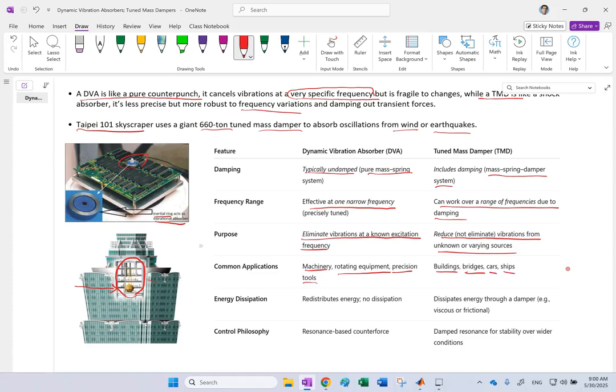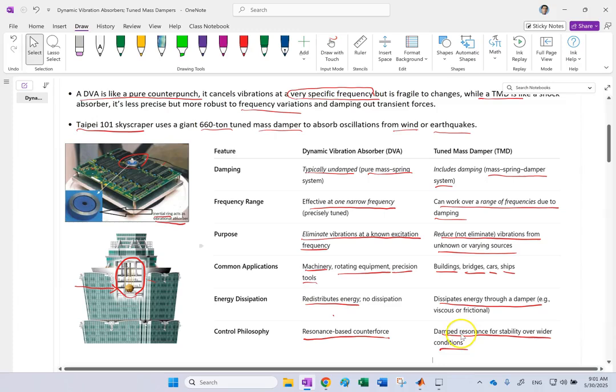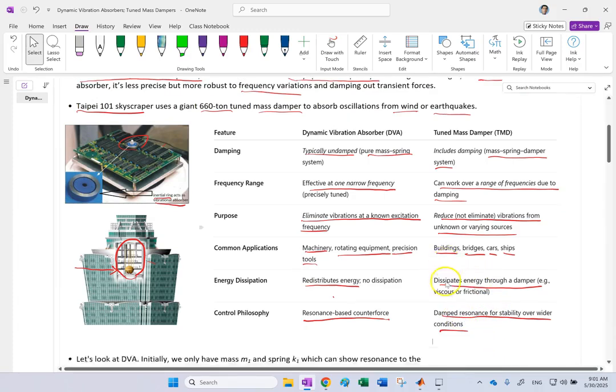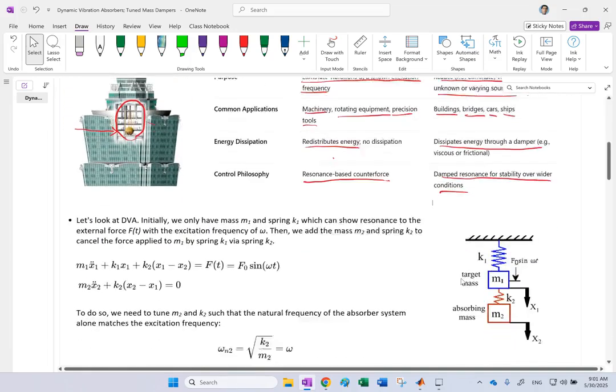And the technique for energy dissipation here is basically that there is no dissipation in a DVA, it just redistributes the energy, the counterpunch. But here you will dissipate the energy through the damper. So the control philosophy of a DVA is, as I said, the counterforce based on resonance, while here it is damped resonance for stability over a wider condition. Okay, so although they look very similar in nature, and the goal is to reduce or minimize vibration, their mechanism is a little bit different.